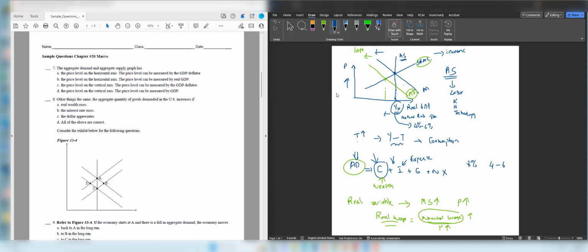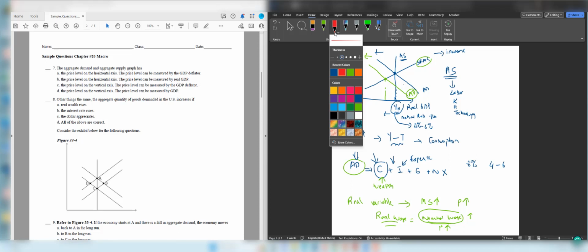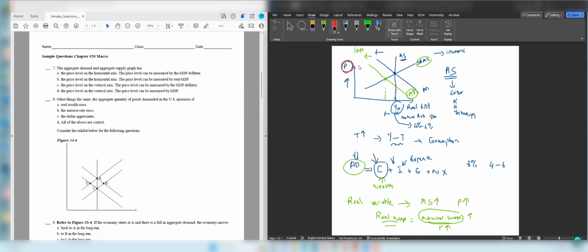Question 7. The aggregate demand and aggregate supply graph has... so this is important, please make sure that you know what these terms are. When you look at the aggregate demand, aggregate supply curve, P is on the vertical axis and it represents the price level, the general price level in the economy. And on the horizontal axis, you have the real GDP or output. So we need to find out the right answer. The price level on the vertical axis is correct, and the price level can be measured by the GDP deflator, that is correct too. Price level could be CPI or GDP deflator. Both are price indices that represent the overall prices in the economy. Therefore, the right answer is C.